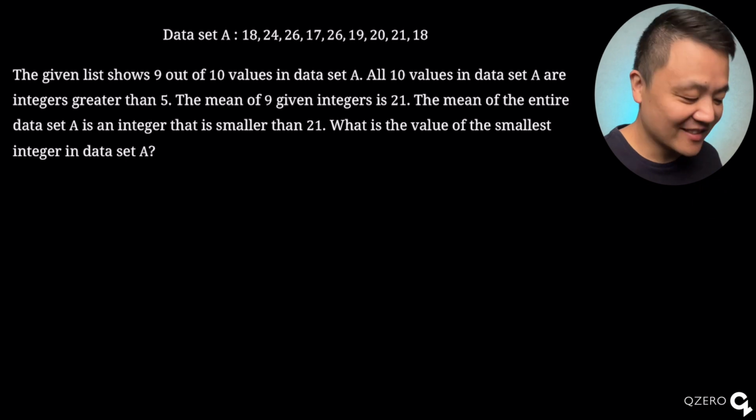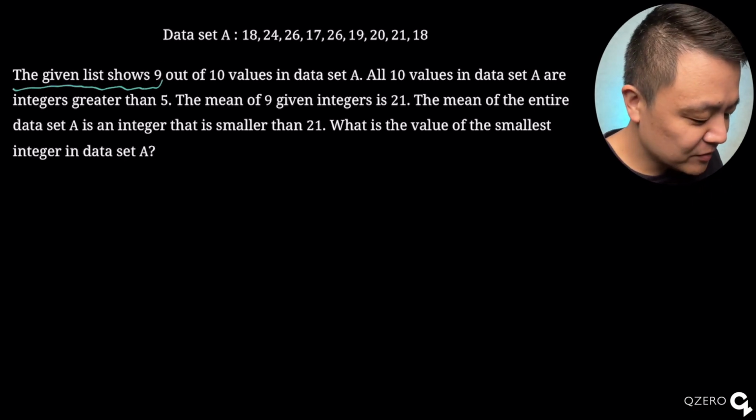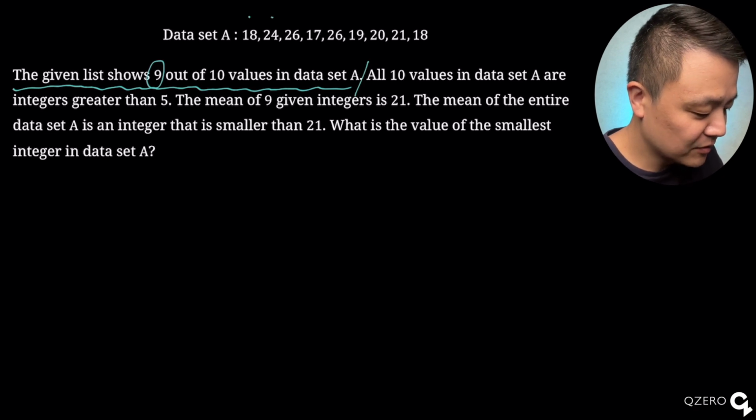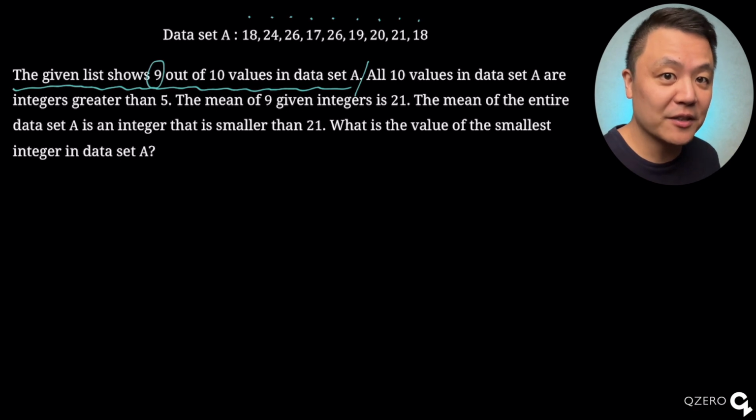Let's solve this question. The given list shows 9 out of 10 values in dataset A. So let me count. 1, 2, 3, 4, 5, 6, 7, 8, 9. So indeed we have 9 values given.